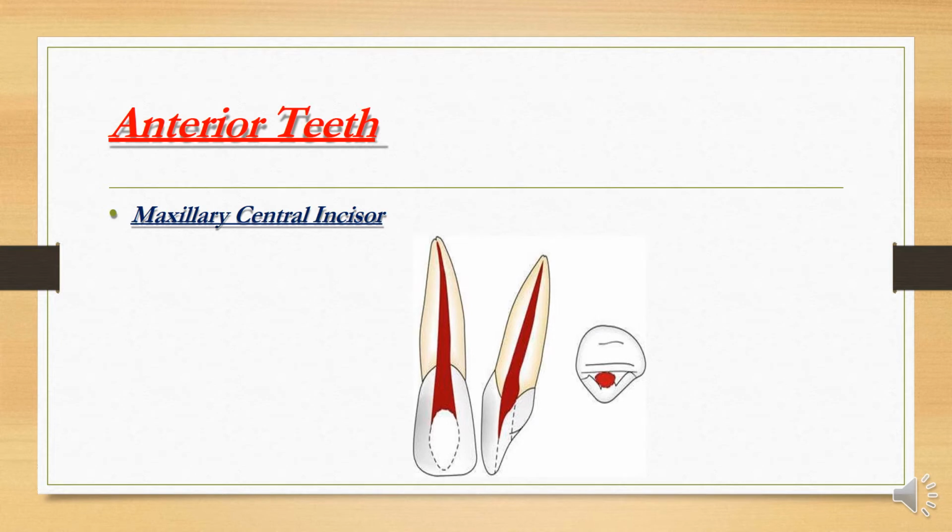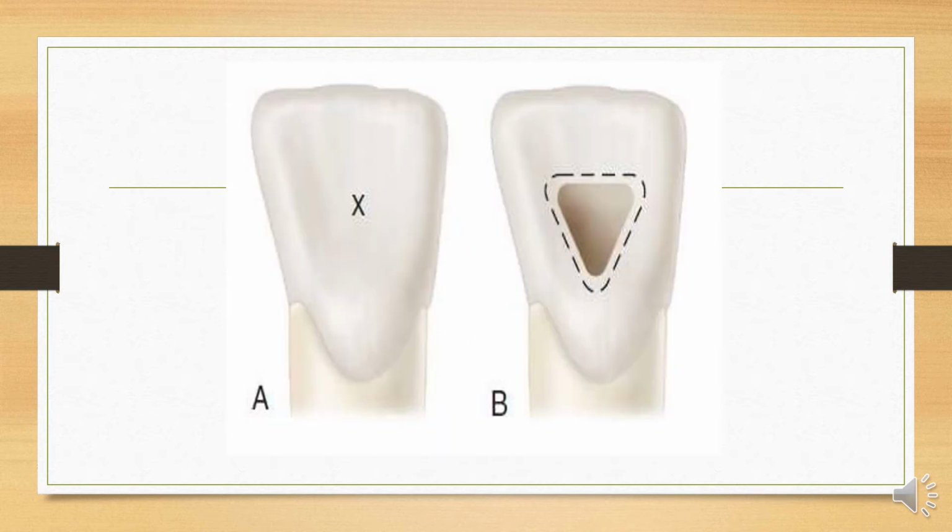Coming to the root canal anatomy of the individual tooth. First, the maxillary central incisor, which has a root length of 22 millimeters, the widest root canal, and it has a single root with a single root canal, and the access cavity preparation in this tooth is usually triangular in shape. This is the access cavity opening for a maxillary central incisor.